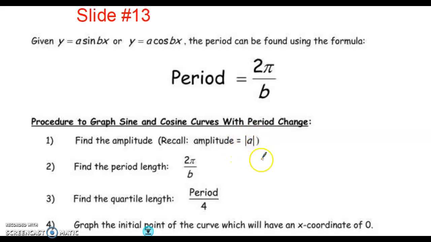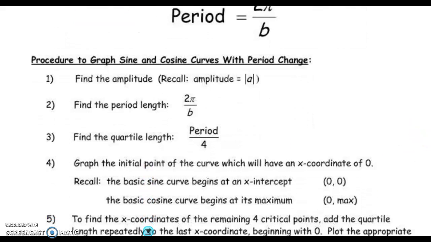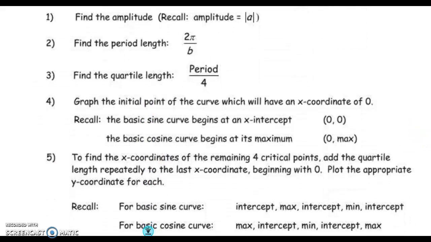We already know our amplitude and the quartile length. Quartile means 4, so you take your period and divide it by 4. Nothing too much about here.